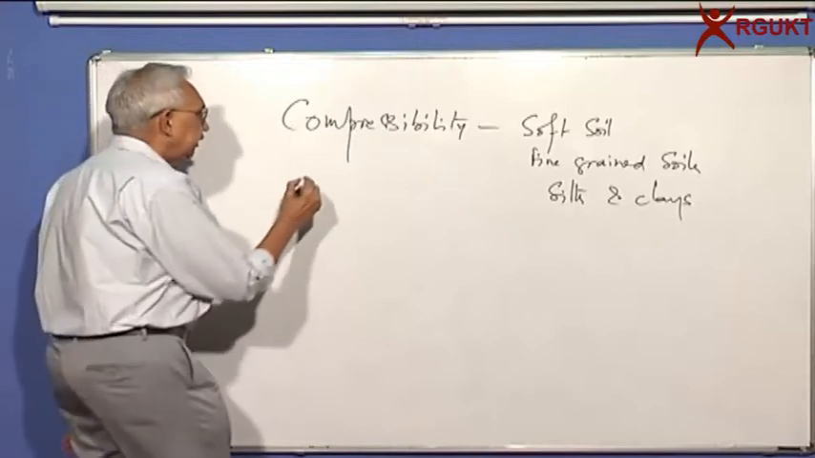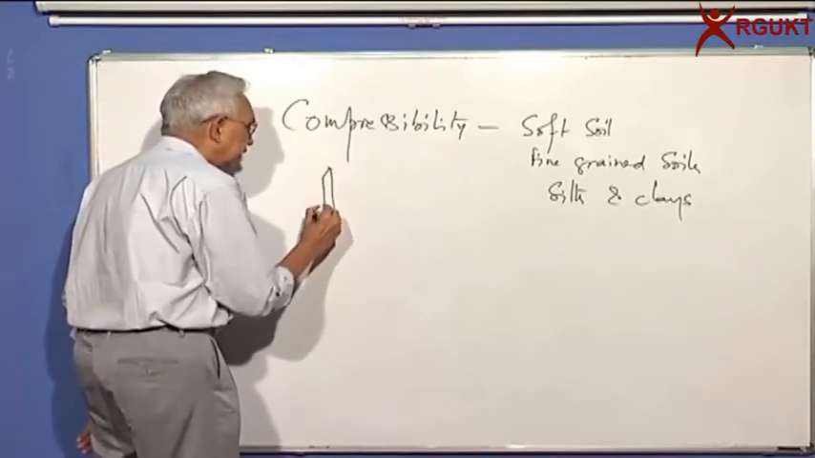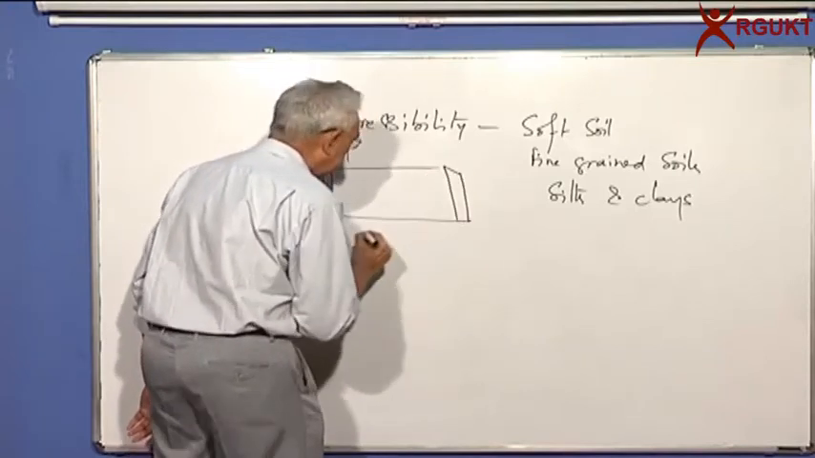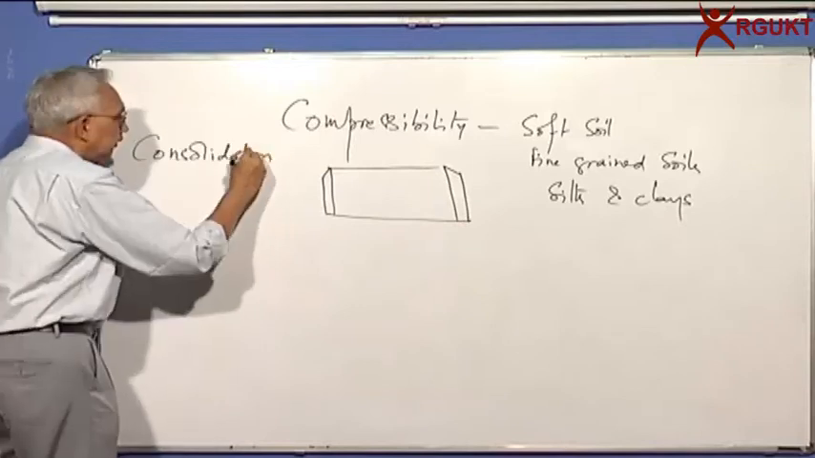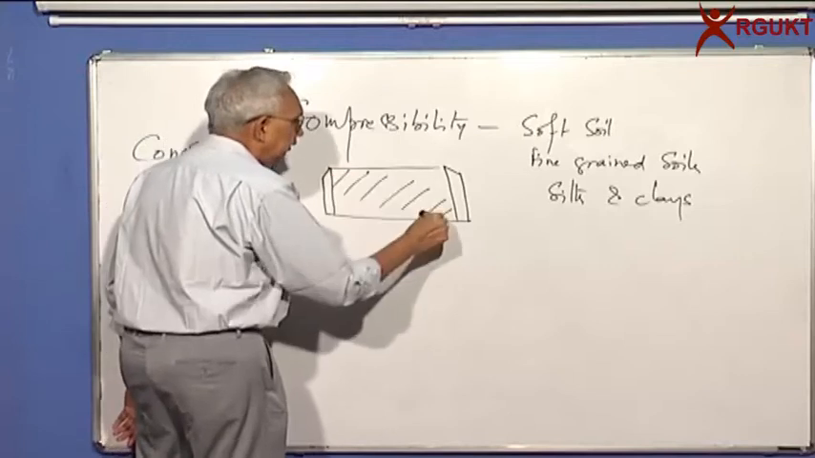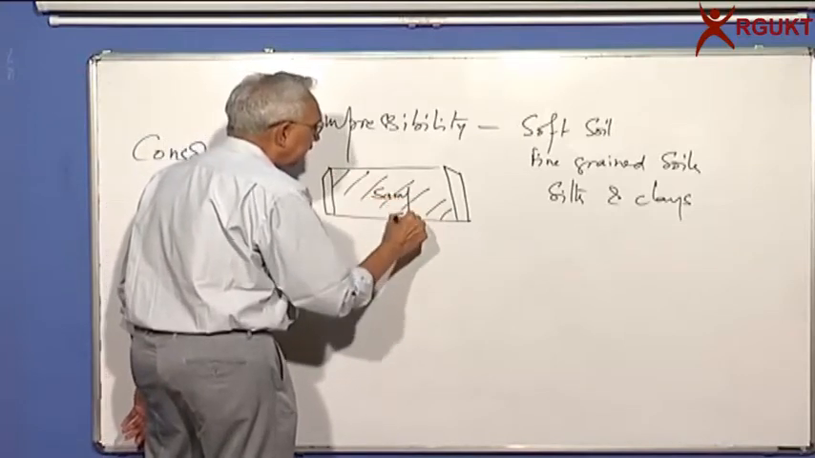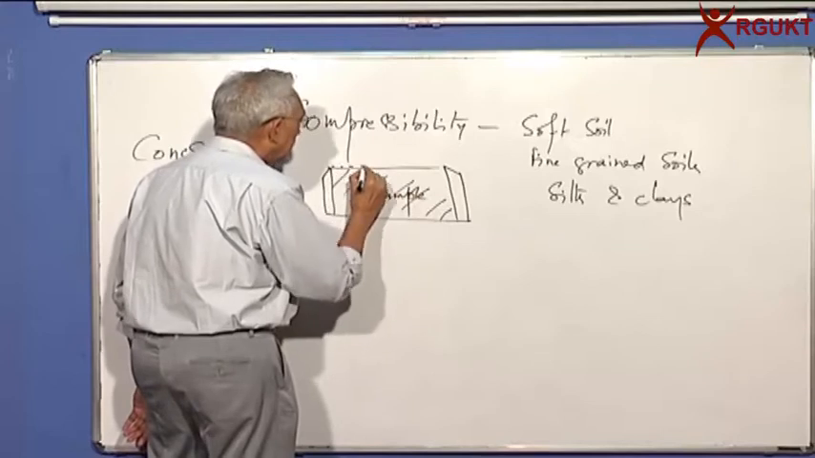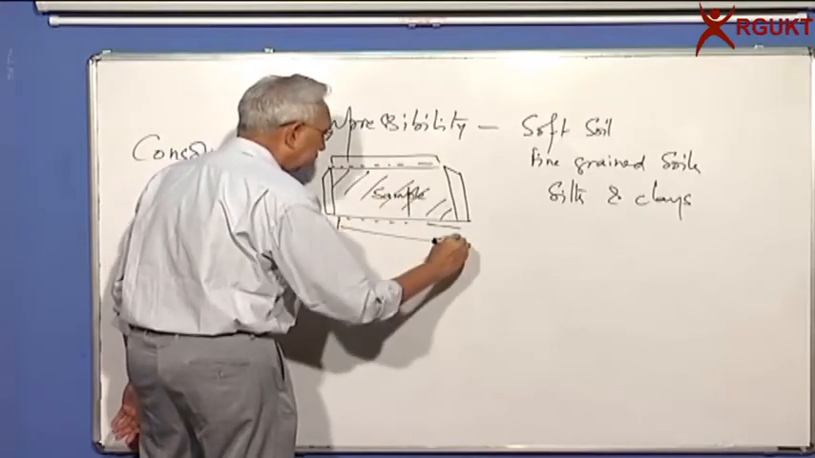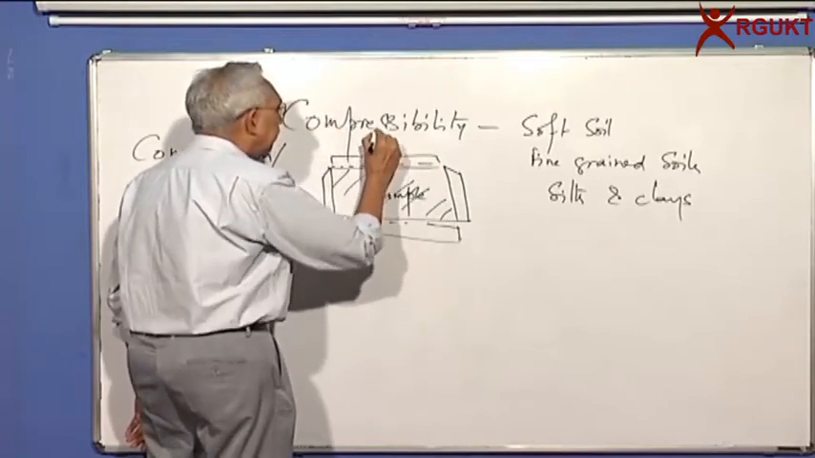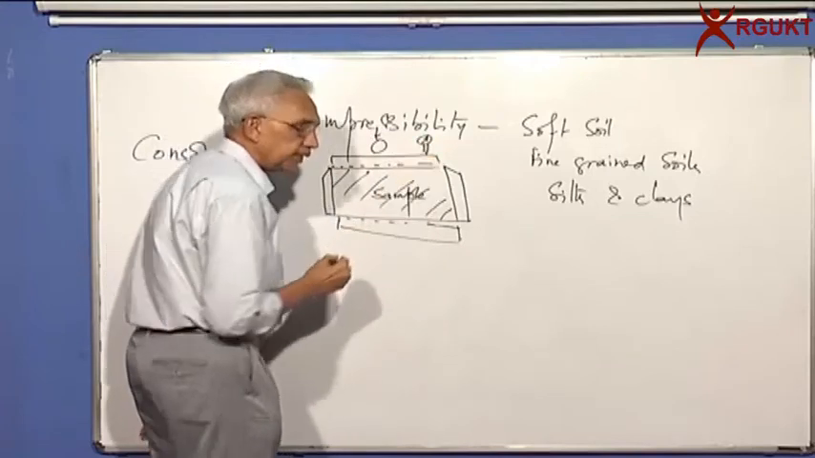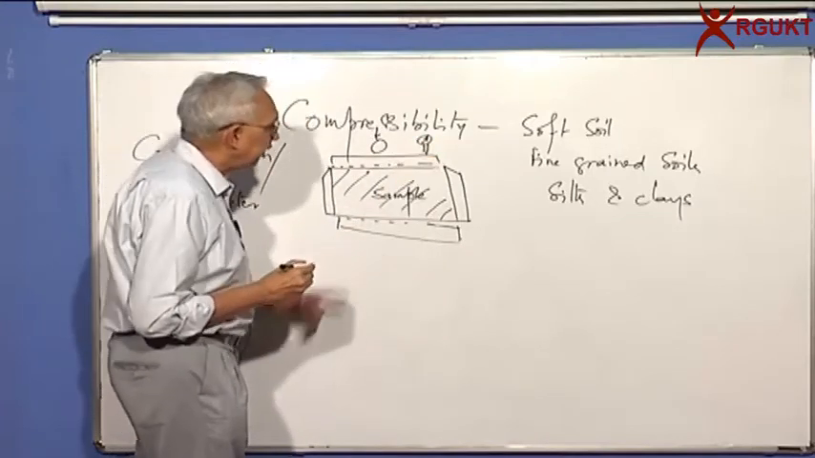We try to study the compressibility in what is called a consolidation test, or you may say odometer test. The ring is called the odometer, and we said we'll put the sample here. Usually we take it from the ground by some sampling technique, provide a filter paper, put a porous stone on top and bottom, and then you apply the load through the center, put a dial gauge here so that you can measure the displacement.